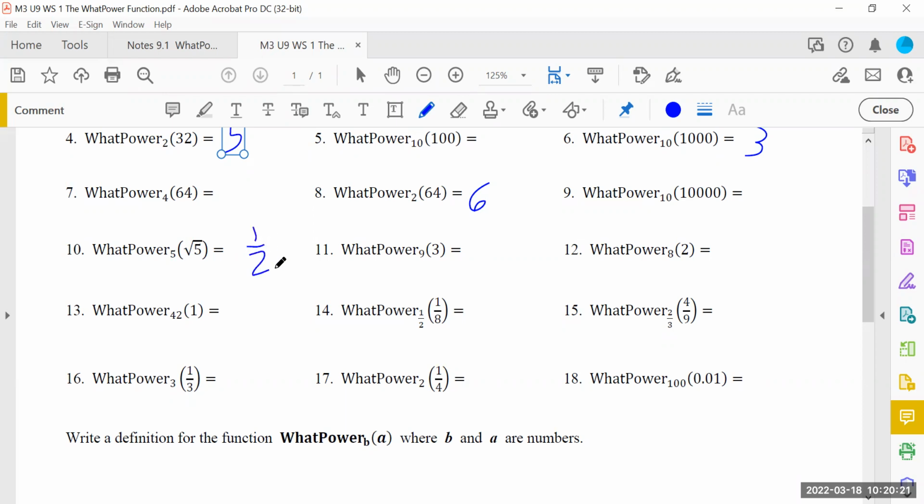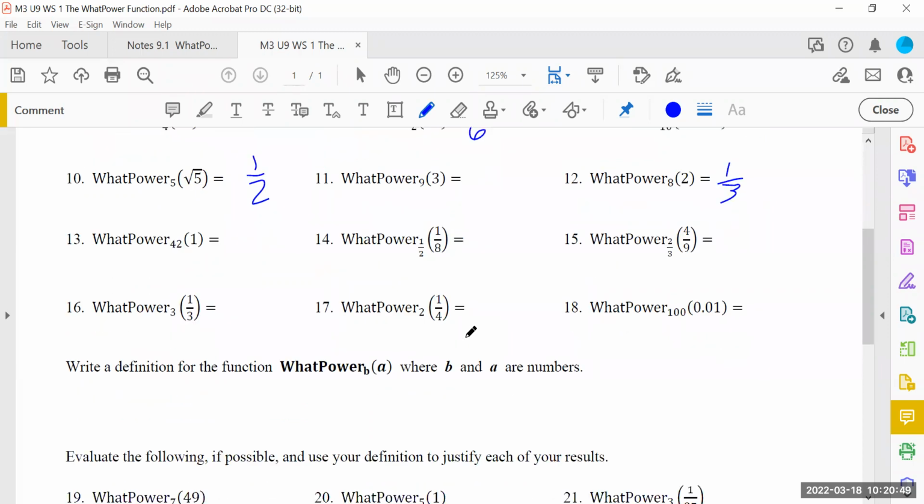Here's another interesting one. Number 12, what power of 8 gets me 2? Talk in your groups if you need to. All right, so number 12, what power of 8 gives me 2? Julian, what'd you get? 1/3. Right, it's like the cube root of 8. Cube root of 8 is 2.